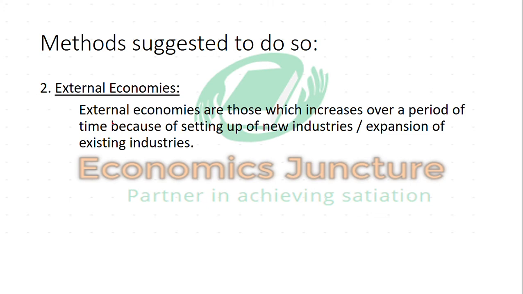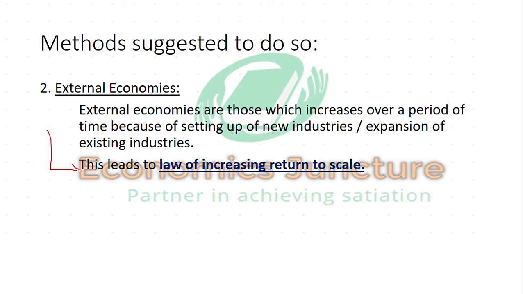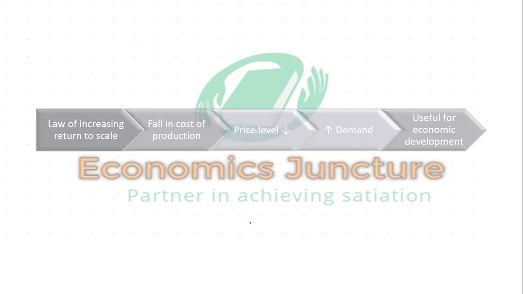The other method which was suggested was external economy. Nurkse says that external economies are those which increase over a period of time because of the setting up of a new industry or the expansion of an existing industry. So what happens, most importantly, is that this leads to increasing returns to scale. Now we'll see how it will break that cycle. With increasing returns to scale, it leads to a fall in the cost of production.